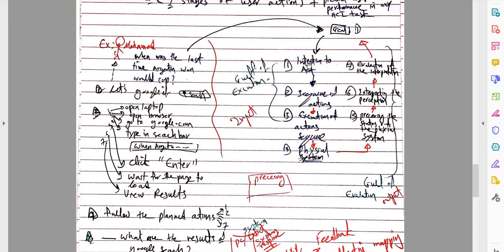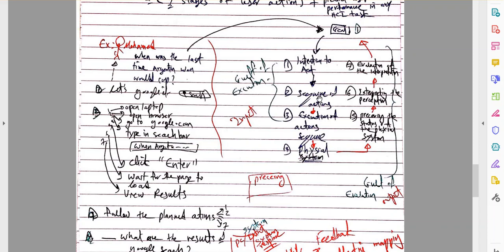Okay, so intention, phase number two, intention. So my intention means how to solve it. I mean, how to find the answer for this question. So the simple answer will be, let's Google it, as simple as it is. So this is the intention. Let's Google it. So, okay, this is Google, it's a search sign.